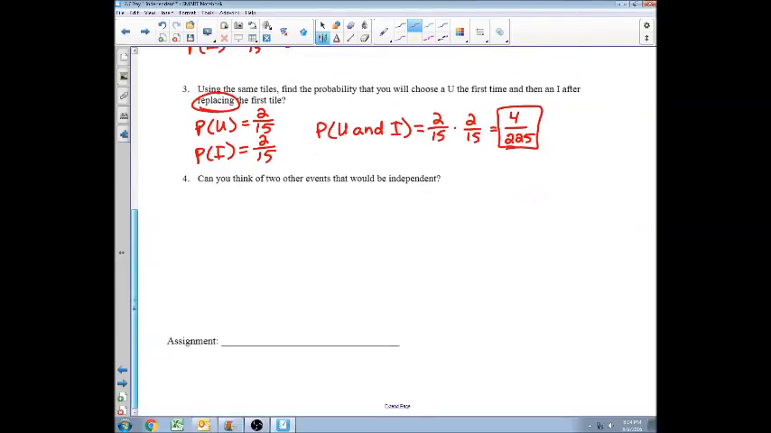So let's think of 2 other events that would be independent of one another. Well, pulling cards out of a standard deck of cards, as long as we have replacement, and pulling marbles out of a bag of marbles, as long as we have replacement.